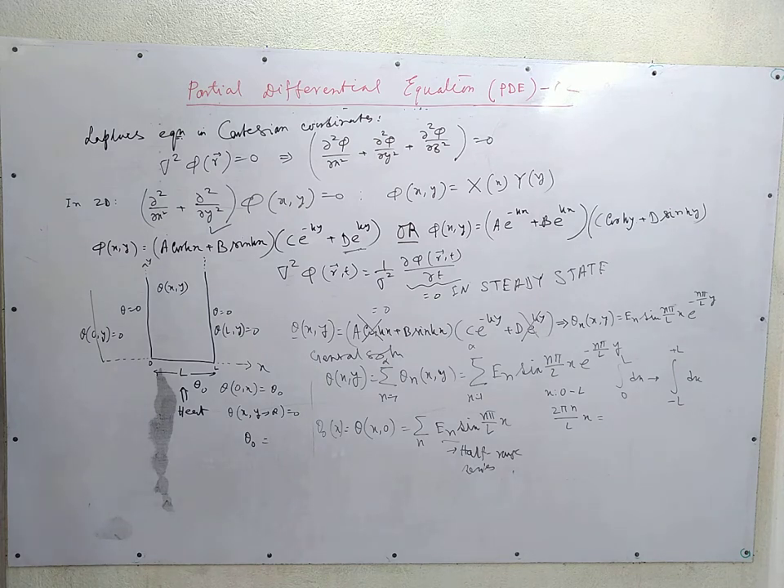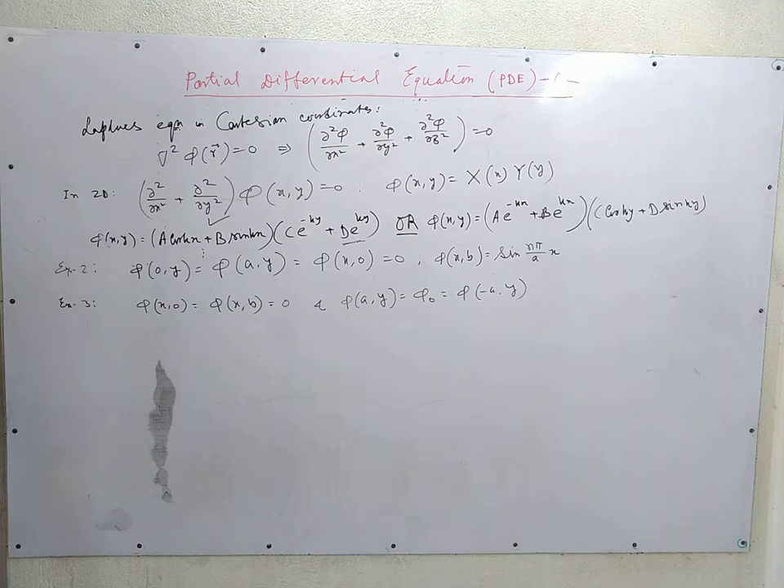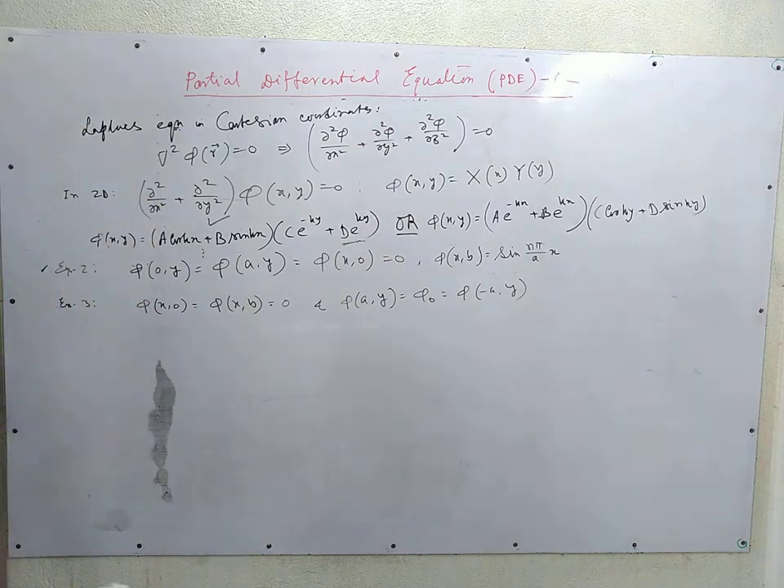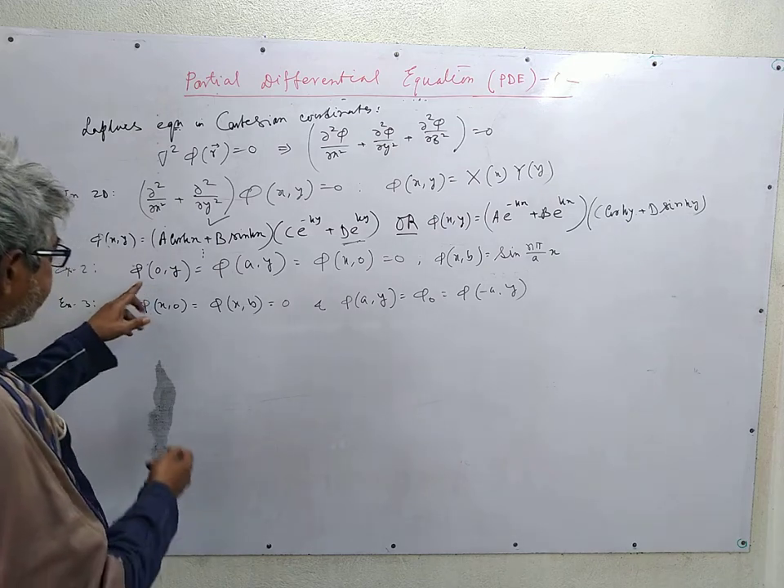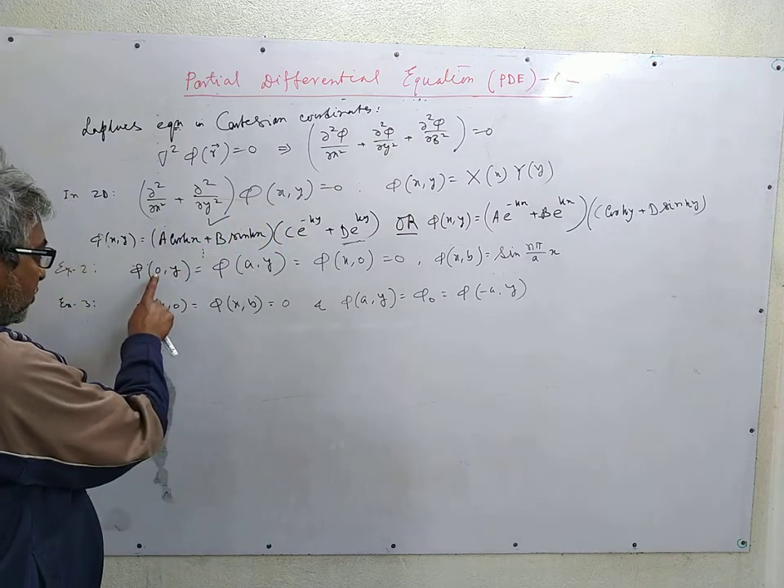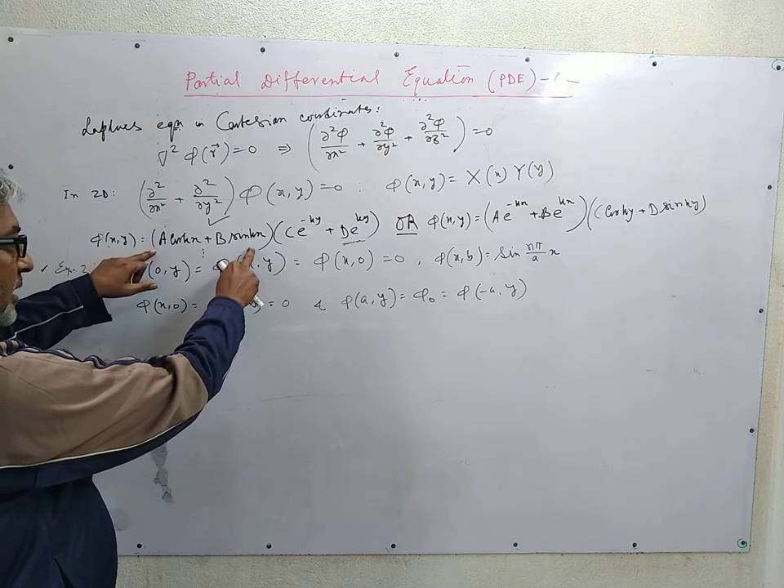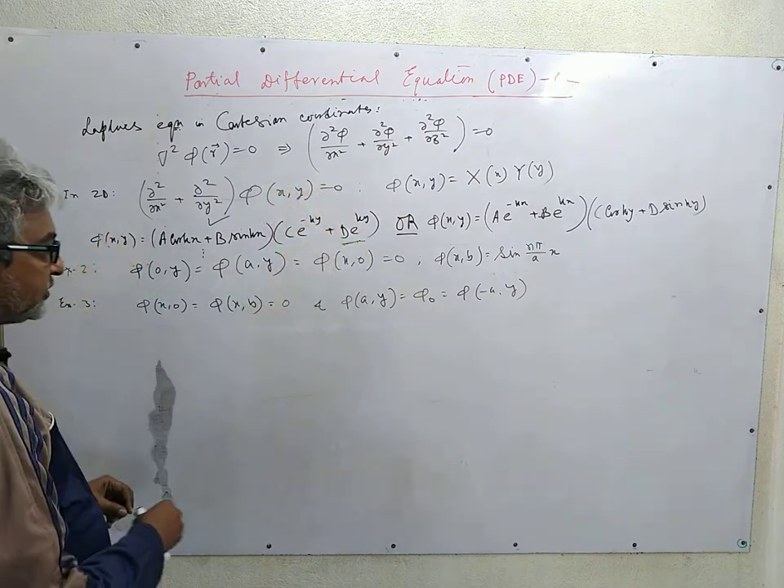Now as the second example, we consider two more examples. One is this. The problem is to solve Laplace's equation in 2D Cartesian coordinates with this boundary condition. Now you see that the solution is 0 at x is equal to 0 and x is equal to a. So this type of solution satisfies this equation.